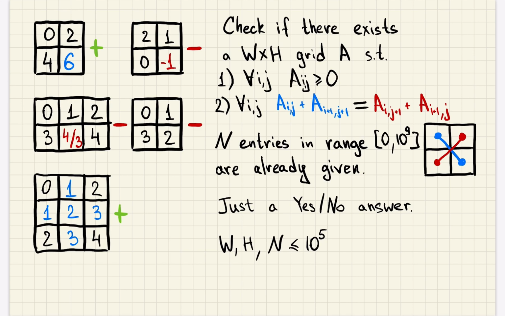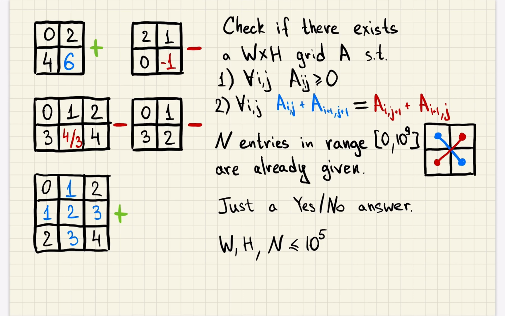We do not have to print the construction, and well, it would be hard to print the construction because both sides of the grid can be up to 100,000, so the product is very big. So the area of the grid is very big, and also the number of elements that are given is also up to 100,000.